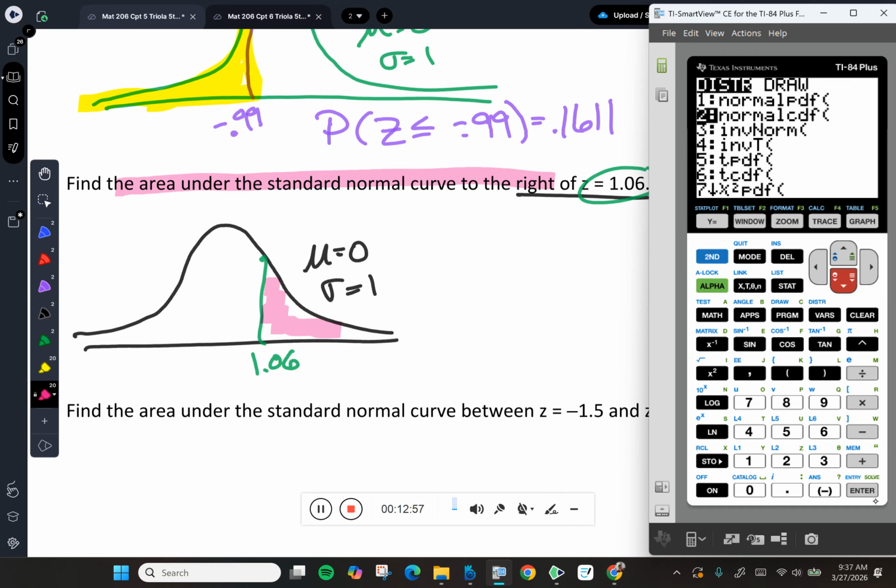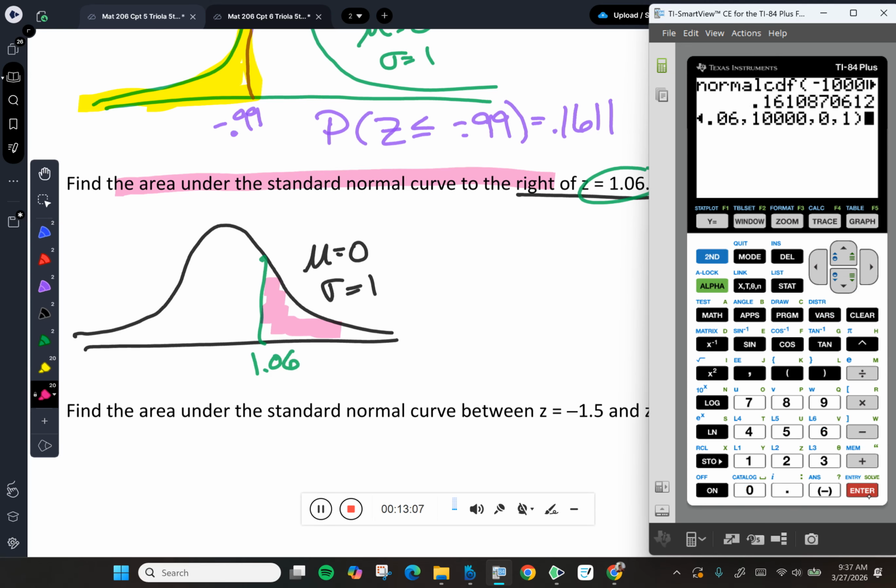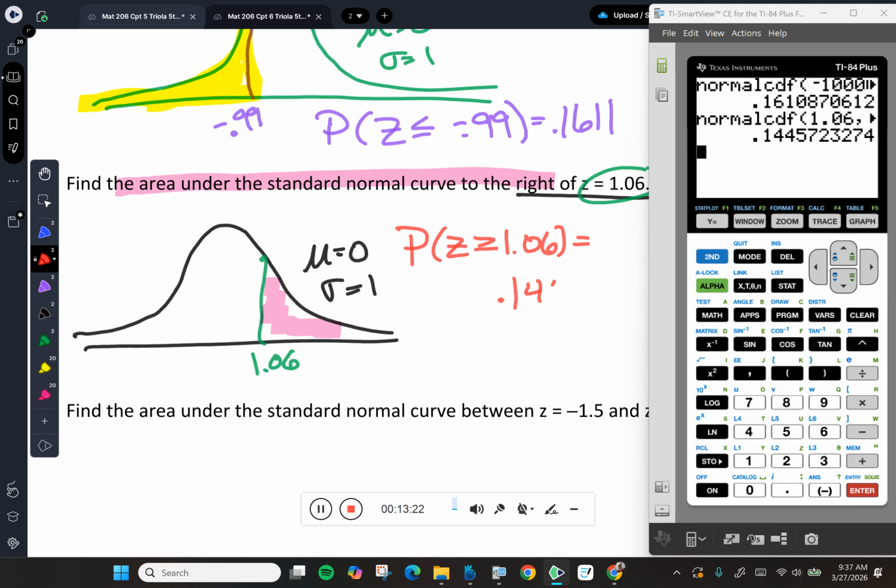I'm going to my normal CDF command. Now I have a lower limit, that's 1.06, but what I don't have is an upper limit. So I'll use some large number. 10,000 sounds good. Paste it back in, and I get 0.14. So then to write it up and make it look pretty, I say the probability that z is greater than or equal to 1.06 is 0.1446.